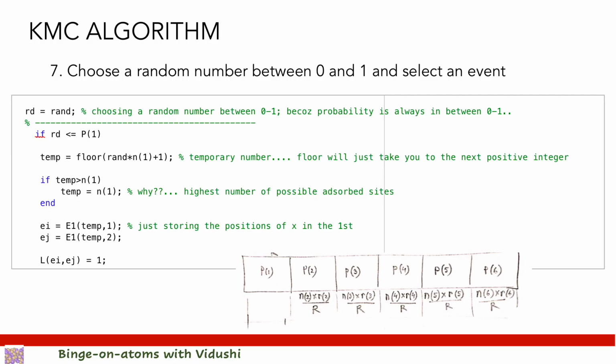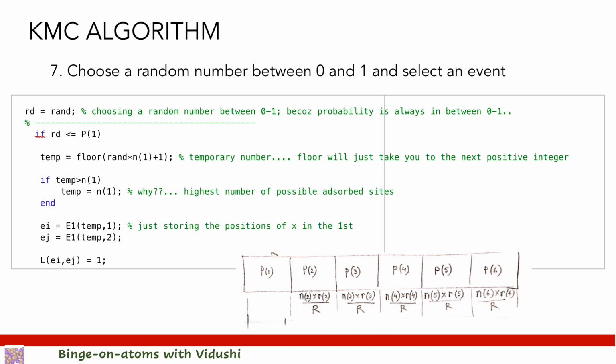Next, we choose a random number between 0 and 1. Now this RD is chosen between 0 and 1 as probability is always between 0 and 1. Based on this randomly chosen number, one of the probability events is selected. If RD is less than P1, then event 1 of adsorption will occur. Now the question is, at which location?